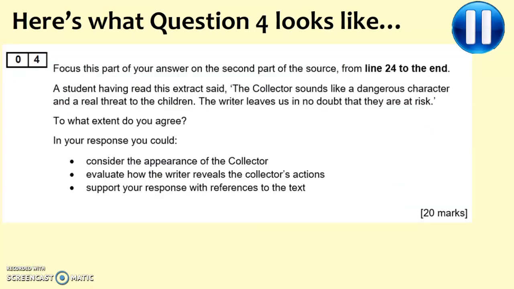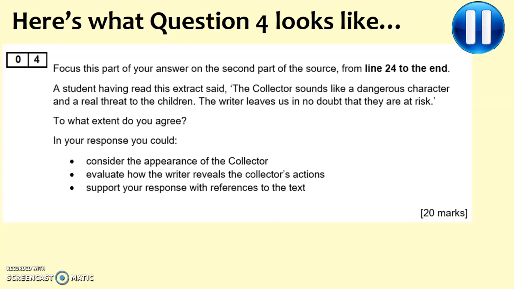But let's have a look then at question 4. So it might look something like this. Focus your part of the answer on the second part of the source. That's the first thing I'd say here. Generally speaking, it's always about the second part of the source because question 2 focuses you on the beginning, as does question 1. Question 3 is a structure, and therefore you look at the whole source. This bit, they normally just get you to look at the end.